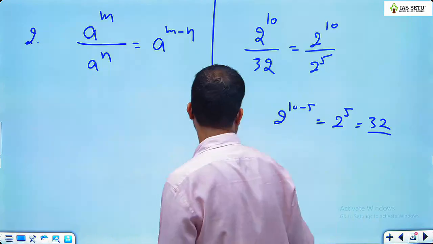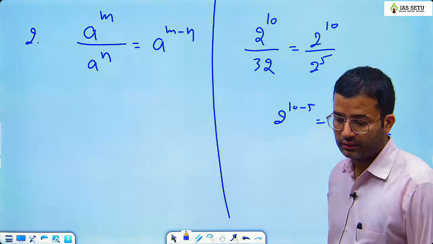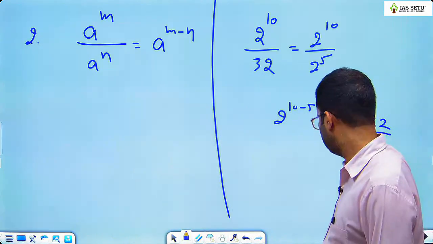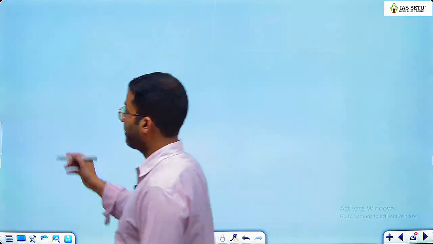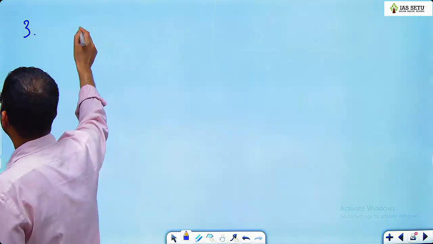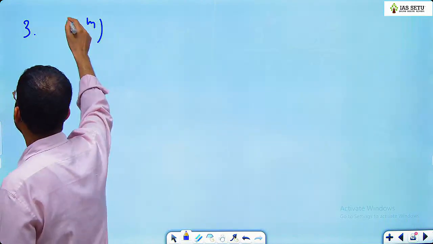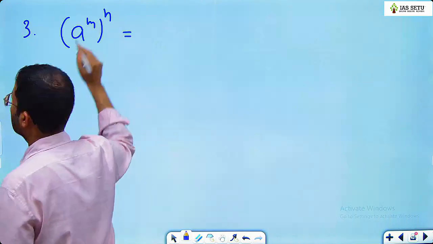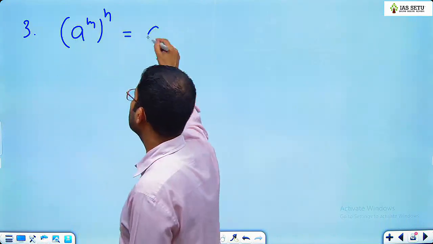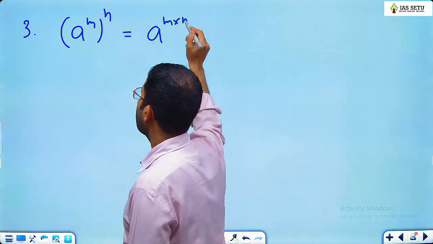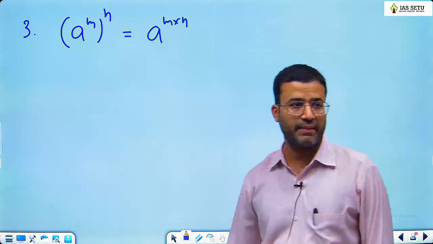Next is rule number 3. Rule number 3 is a to the power m, bracket n. It will be a to the power m into n, mn or m times n.